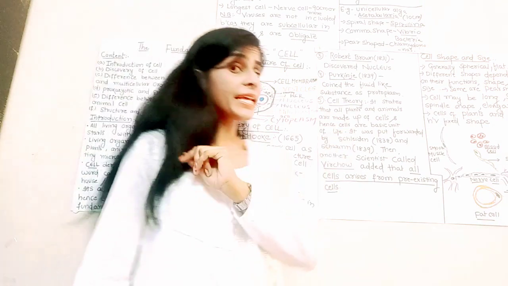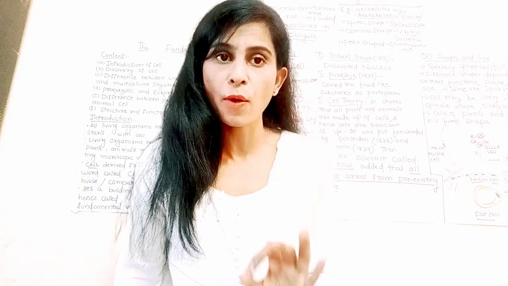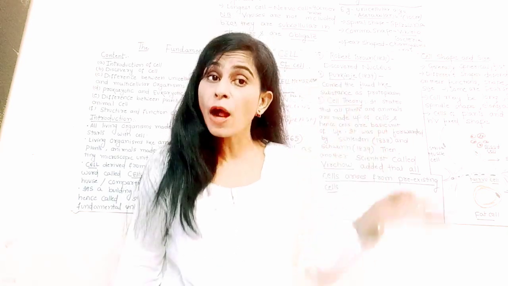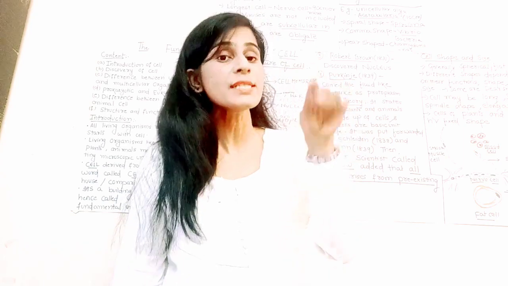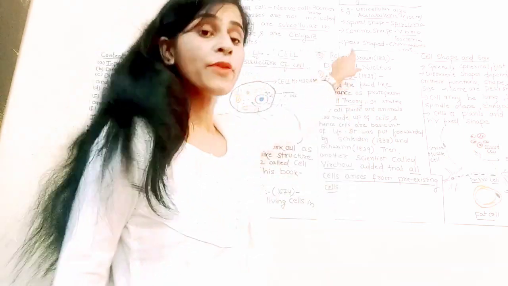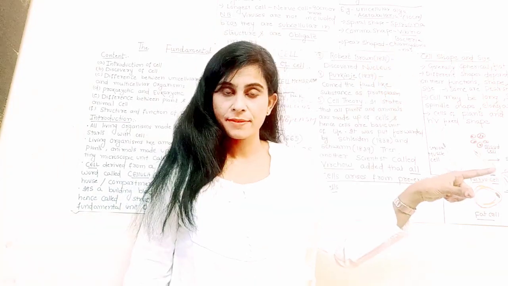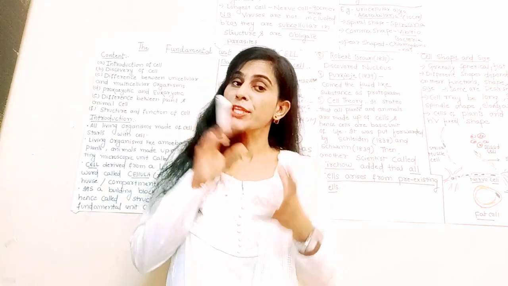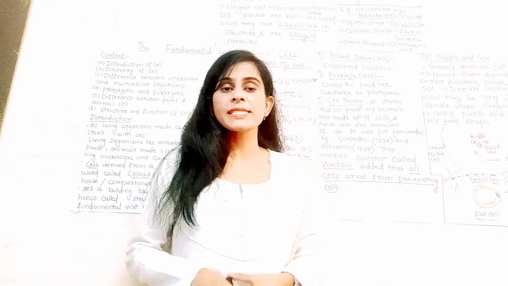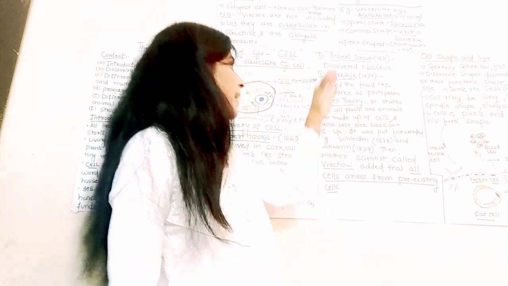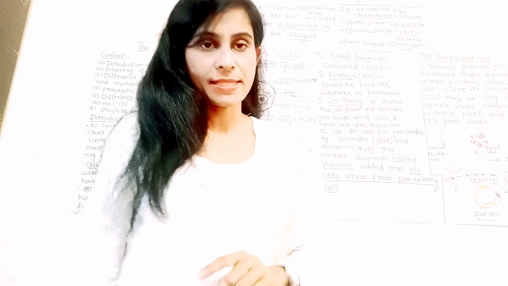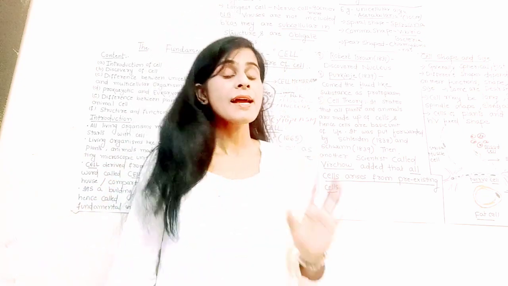Next, another important scientist, Robert Brown. Don't confuse: Robert Hooke first discovered the cell, and Robert Brown discovered the nucleus of the cell. Robert Brown, in the year 1831, discovered the nucleus, which is the brain of the cell, present inside the cell. And in which year? 1831, guys. Robert Hooke discovered the cell and Robert Brown discovered the nucleus of the cell.